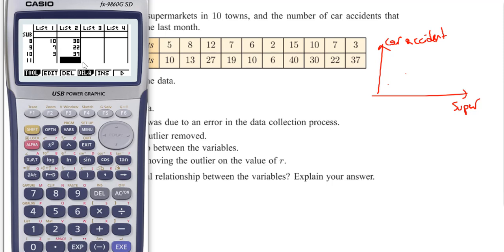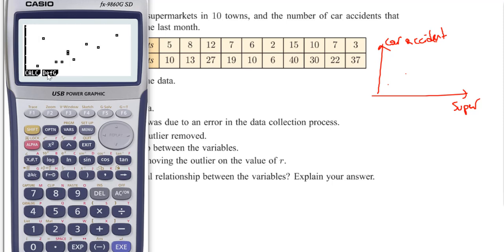You can also see it in your calculator. What do we do next? We go to graph, and here you have the scatter diagram. When you draw it by hand, you should get the same picture. So just from seeing it, what do you think it is? There is a positive correlation, of course, but I need the number to decide whether it's strong or not.